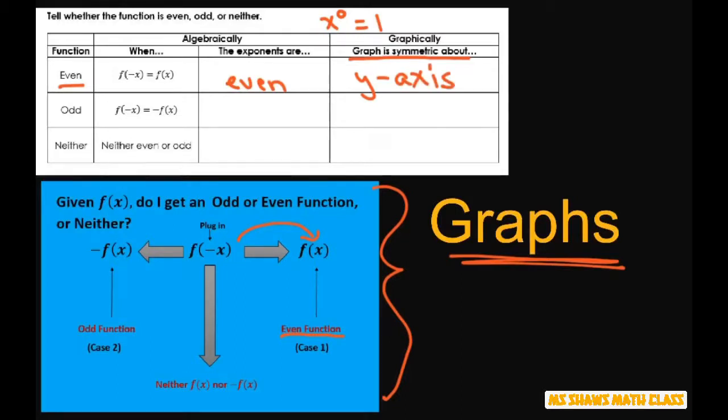Right? If the function is odd, then that means when you plug in negative x, you'll get a negative f of x. So that would be an odd function. The exponents are odd, and it's symmetric about the origin.